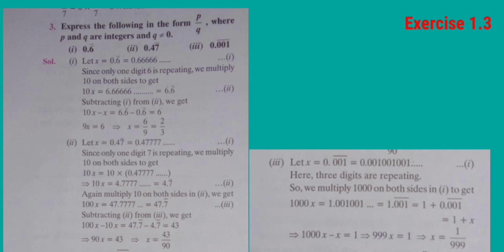Like, let me explain part third more. In part third, we have to convert 0.001 bar into the form P upon Q. So first of all, we will put it equal to x.